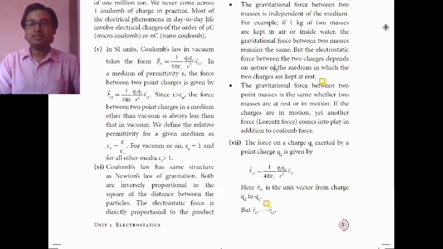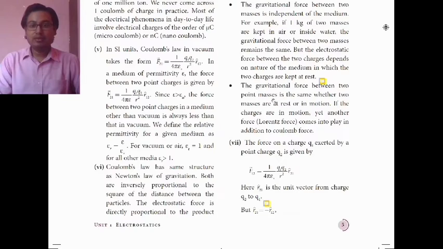But in case of electrostatic force, the electrostatic force depends upon the nature of the medium in which the two charges are kept. That means if we change the medium, the magnitude of the force between the charges will change, because the medium works as a hindrance between the charged particles. And also when the medium changes, the value of permittivity changes.